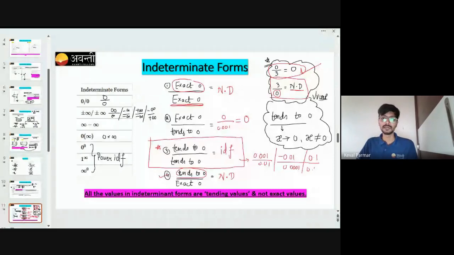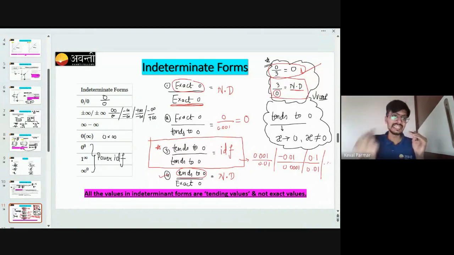Or I can write 0.1 upon 0.01. There are endless possibilities. So since there are endless possibilities, we cannot give a definite answer to this. If we cannot give a definite answer, such forms are called indeterminate forms. That is a basic definition of indeterminate forms: the forms for which we cannot give any answer.